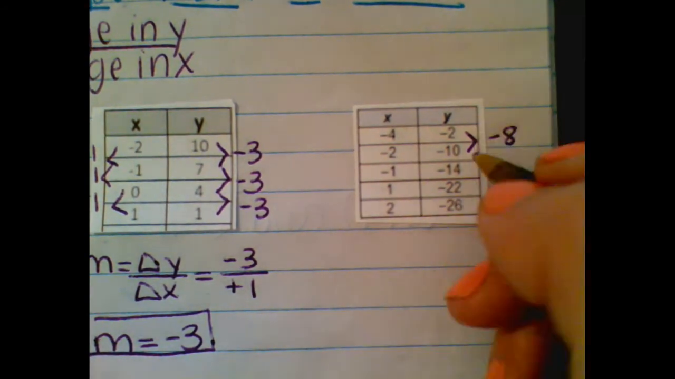Okay, and my last table. Now I chose this one on purpose, sorry. So you should see what happens. So this one's a little bit harder. There's a couple negatives, so I got to pay attention. I need to figure out how to get from negative 2 to negative 10. So I subtract 8. But then to get from negative 10 to negative 14, now I'm only subtracting 4.